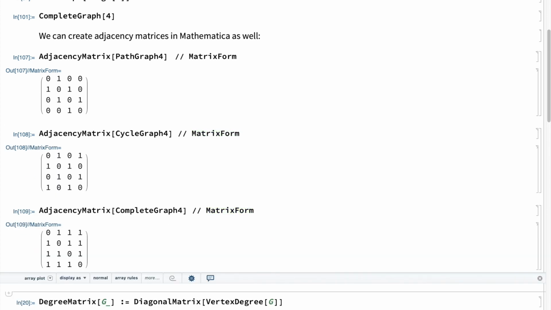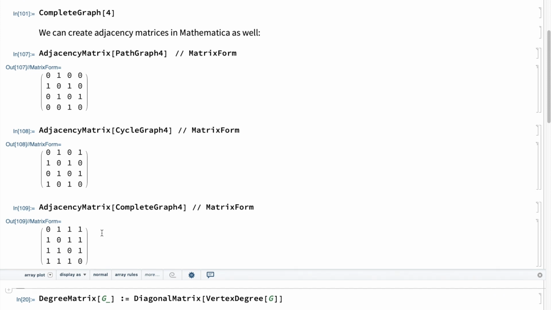We can do the same thing for the cycle graph, and for the complete graph. We see that the cycle graph is like the path graph with the extra edge connecting 4 and 1. And in the complete graph, I've filled in all 6 possible connections between different vertices.